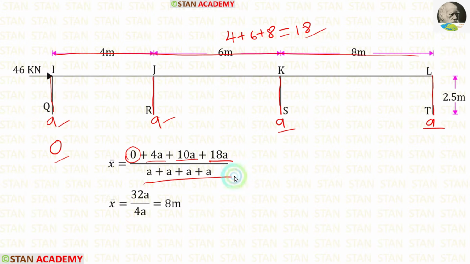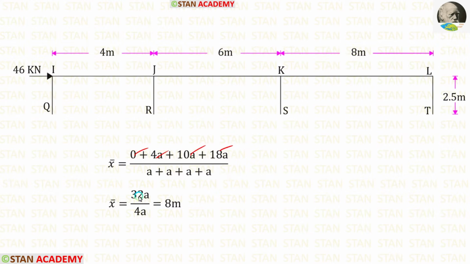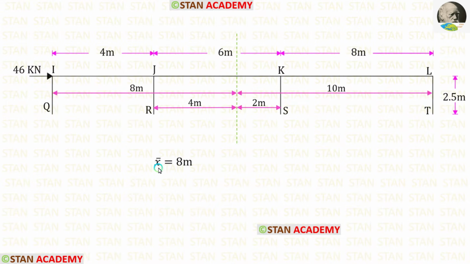In the denominator, we have to add all of the areas. We have 4 areas, so A plus A plus A plus A. When we add these, we will get 4A. We can eliminate area. Finally, for x bar, we are getting 8 meter. We have calculated x bar from the member IQ. So the distance between the center of gravity and IQ is 8 meter.